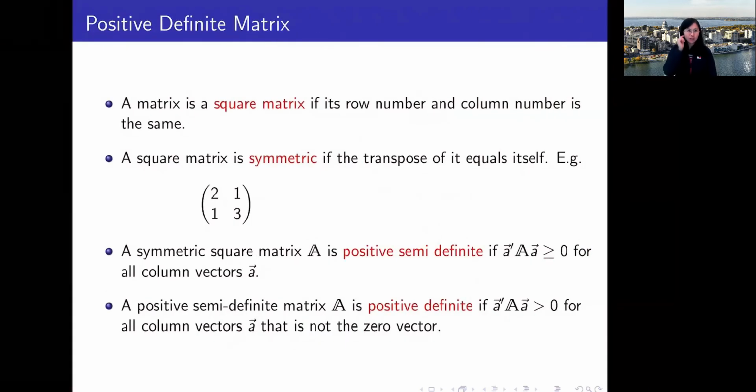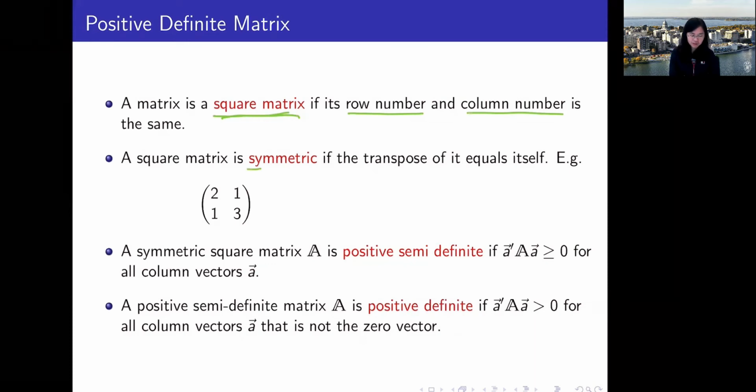Now I want to introduce a concept called positive definite matrices. First, I want to introduce square matrix. What is a square matrix? Well, a general matrix is a rectangular form of numbers, a rectangle. If that rectangle is a square, so square is a special case of rectangle, then that matrix is a square matrix. So that is, if the number of rows and the number of columns are the same, then the matrix is a square matrix.